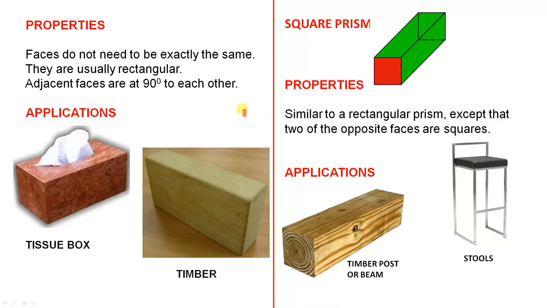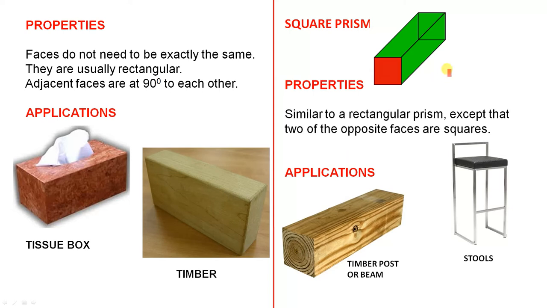Properties: the faces of the rectangular prism do not need to be exactly the same. They are usually rectangular. Adjacent faces are at 90 degrees to each other, just like the cube. In the real world, the applications, we've all seen the tissue box, a perfect example. And also timber. Many pieces of timber are in the form of a rectangular prism.